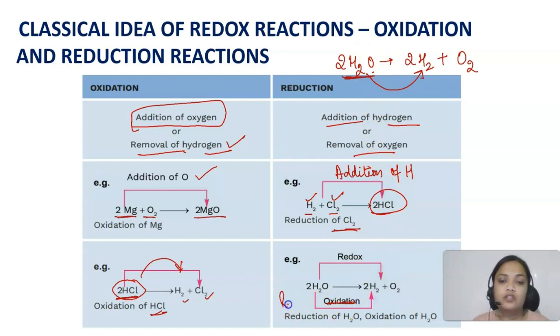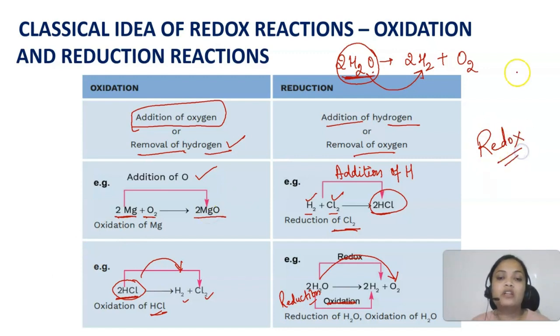Reduction and oxidation, both you can say, because there is removal of oxygen, and in this case there is also removal of hydrogen. So in the same reaction, oxidation and reduction are happening simultaneously. Such reactions where oxidation and reduction happen simultaneously, we call redox reactions, because here the oxidation of water is happening and the reduction is also happening. If I see the product hydrogen, there is a loss of oxygen, and here there is loss of hydrogen.